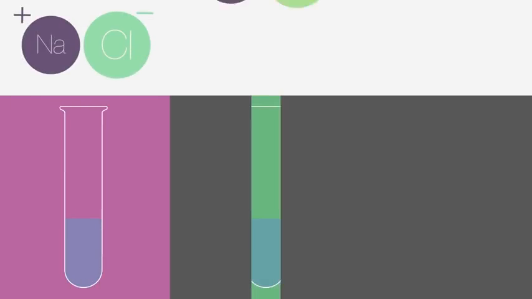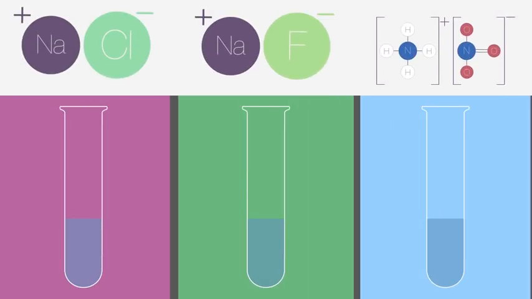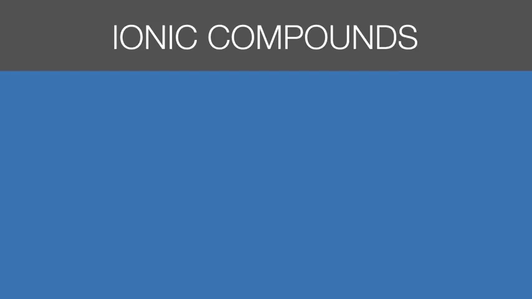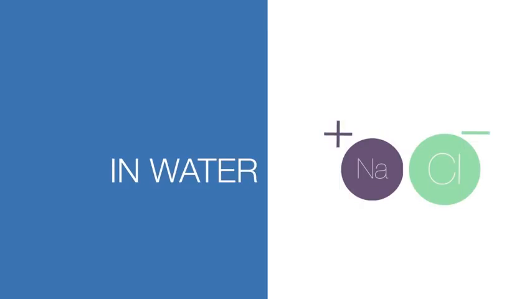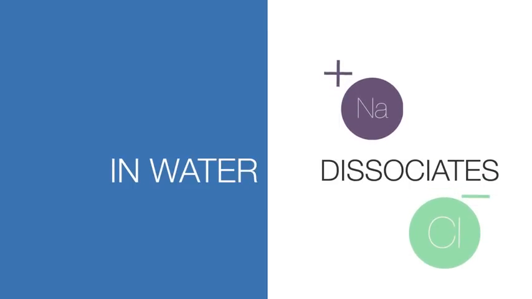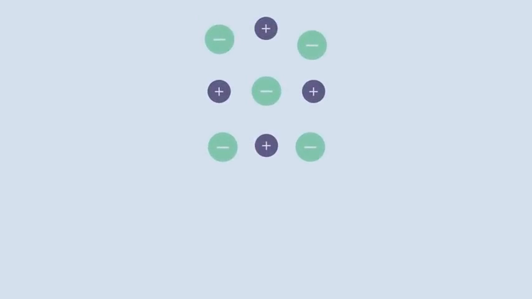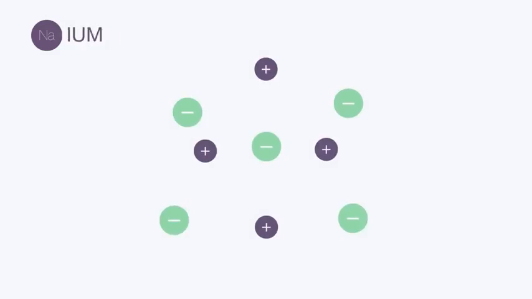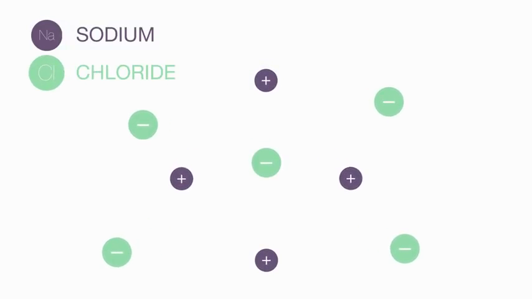Sodium chloride, sodium fluoride, and ammonium nitrate can all dissolve in water, as we know. Or else we wouldn't be able to flavor our soups, brush our teeth, or fertilize our plants. Most ionic compounds are soluble in water. In water, an ionic compound can dissociate into its ions. So when we dissolve sodium chloride, it will dissociate into sodium and chloride ions.